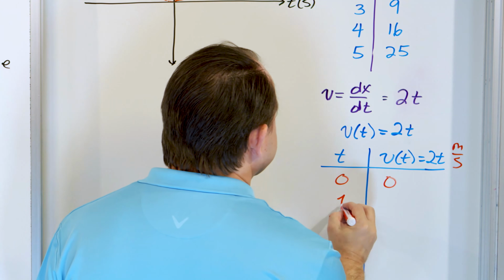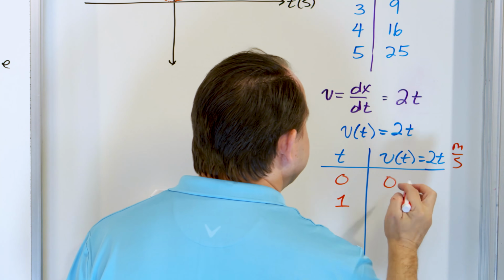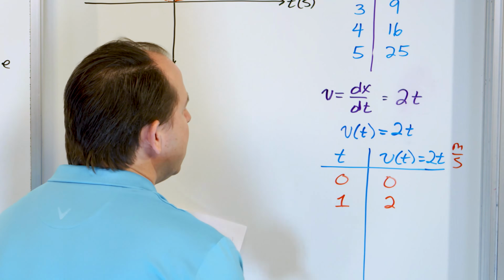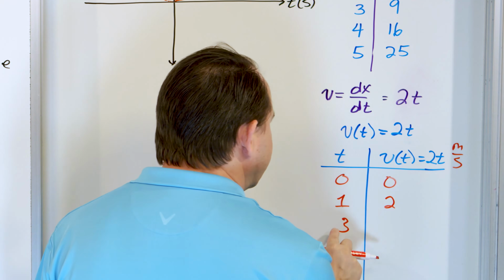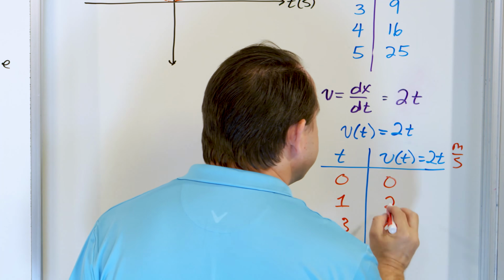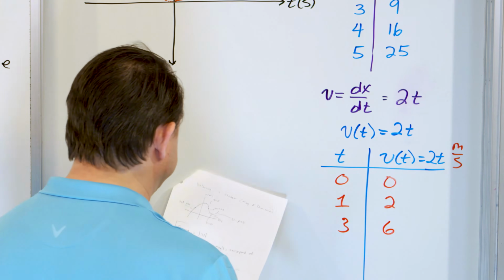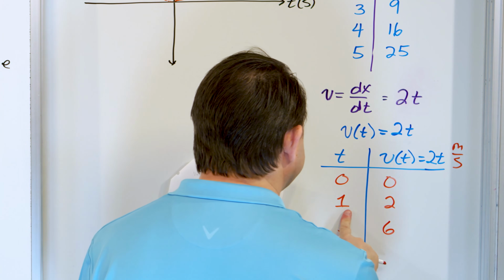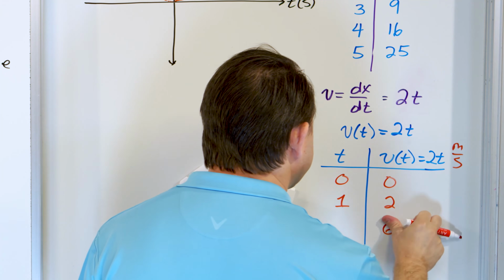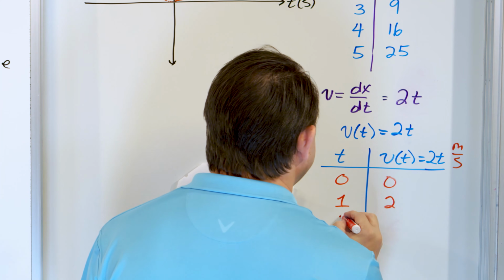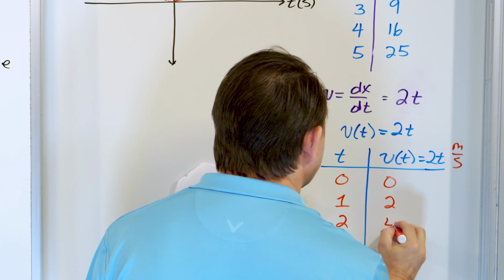What about at 1 second? I put 1 second in here, and the velocity is 2 meters per second. At 3 seconds, the velocity, 2 times 3, is 6 meters per second. Look, the speed is increasing. And I skipped one because I can't even count. I apologize for that, so let me fix that. At 2 seconds, 2 times 2 is 4 meters per second.